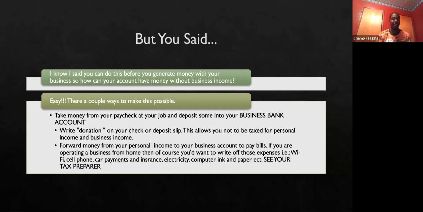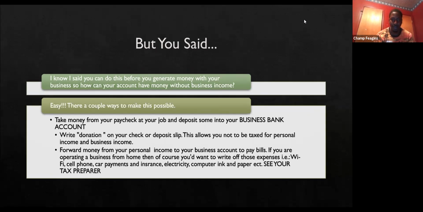Or you can use your business bank account and have your job put the money in it. So you can forward money from your personal income to your business account to pay bills. If you're operating a business from your home, then of course you want to write off those expenses, i.e. Wi-Fi, cell phone, car payments, insurance, electricity, computer ink, paper, or whatever. I want y'all to see y'all tax preparer for that, because I'm not a tax preparer. I'm just showing y'all how to set up your business profile, right? So y'all won't have to pay nobody.